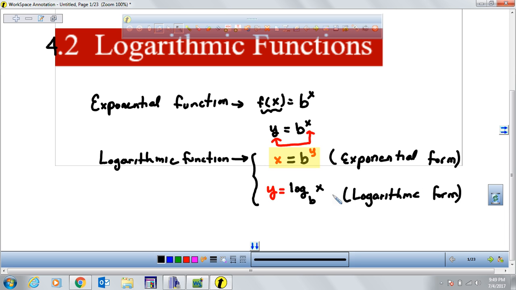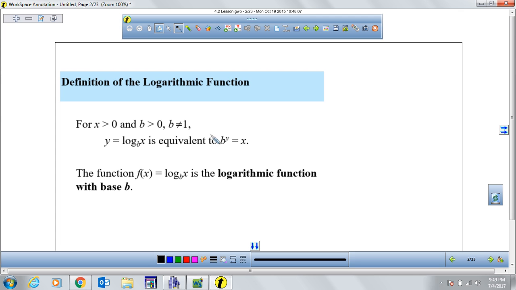So the first thing we're going to look into is how we can interchange from the exponential form to the logarithmic form and vice versa. So let me give you the formal definition of the logarithm. It tells you that for x greater than 0 and b greater than 0 but not equal to 1, we already talked about the base before. We said that the base was a number greater than 0 but not 1. We're not interested in a base of 1. Then y equals log base b of x is equivalent to b to the y equals x. This is called the exponential form. This is called the logarithmic form. So the function f of x equals log base b of x is the logarithmic function with base b.